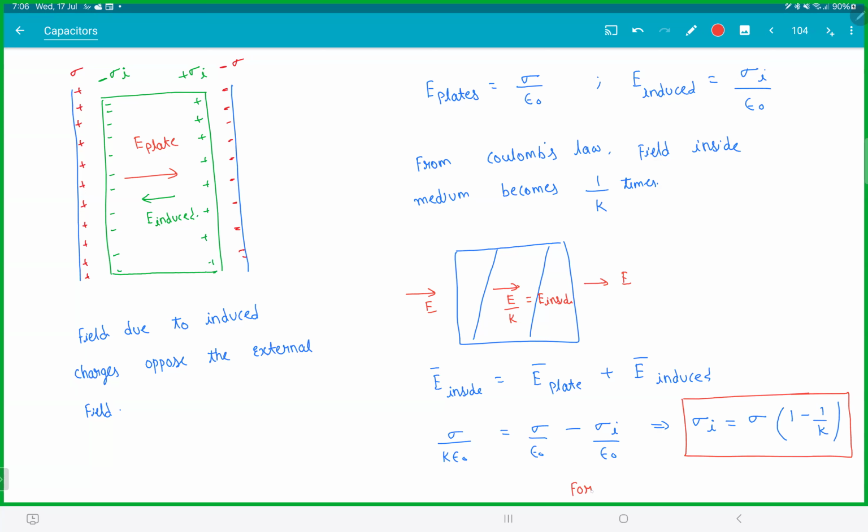Now for conductors, K is infinity. Then sigma induced becomes equal to sigma. Isn't that what happened in Gauss law? When you put a conducting plate, you always get equal and opposite charges. So in case of a dielectric slab, you don't get equal and opposite charges, you get slightly less. This is what I was saying, Kush: you don't have enough electrons to create enough charge to oppose the field. In case of a conductor, you have enough free electrons for the charge to distribute continuously. But in a dielectric slab, you stop. That's an important result: what are the induced charges on the dielectric slab?